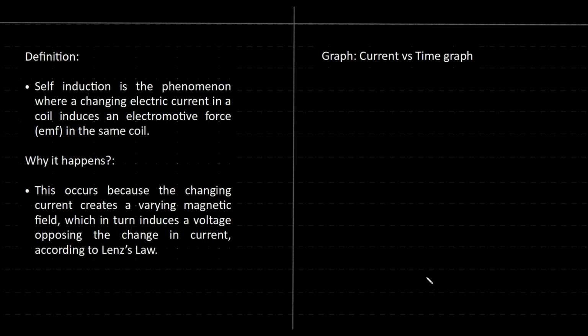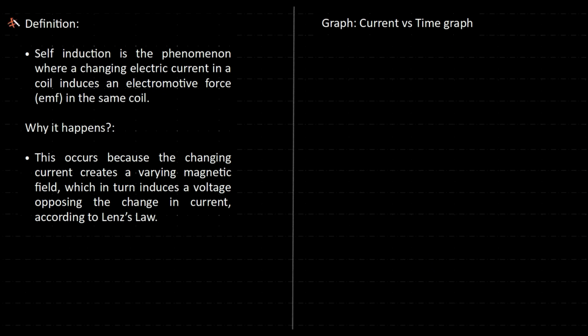Okay, now finally the definition. Self-induction is the phenomenon where a changing electrical current in a coil induces an electromagnetic force in the same coil. So the same coil is important over here. Why does it happen? It occurs because the changing current creates a varying magnetic field, which in turn induces a voltage opposing the change in current, according to Lenz's law. Okay, so all in all, this is what you have to write.